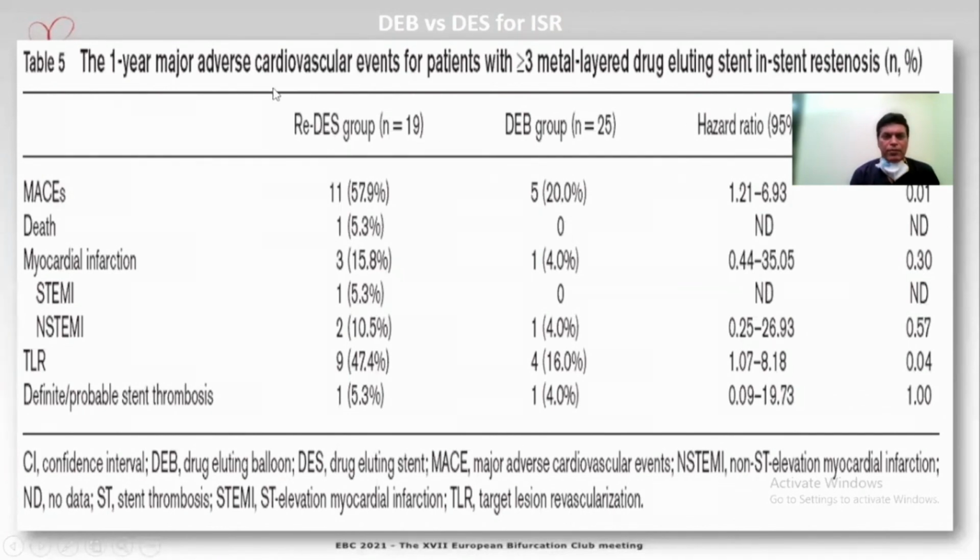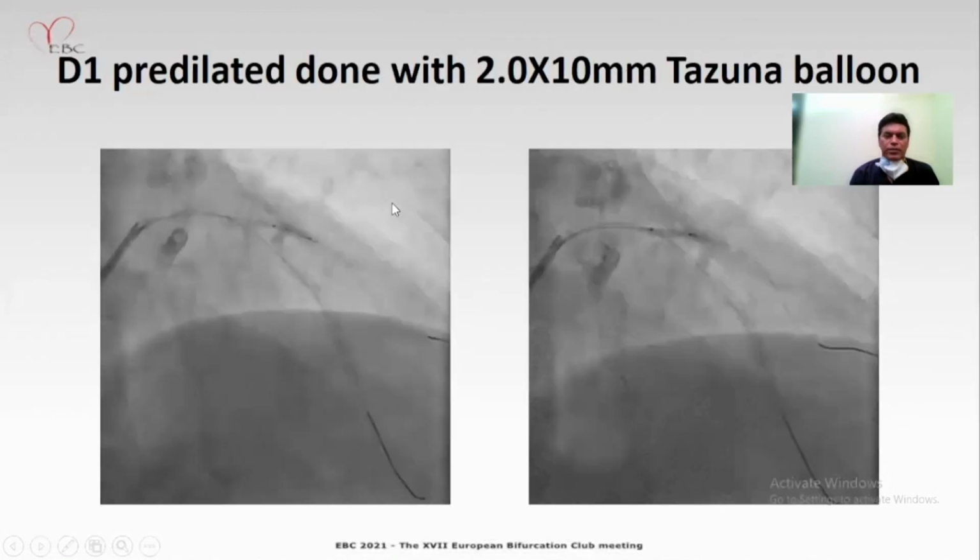Here they compared the one year MACE rate for patients who underwent more than three metal layer drug-eluting stents for ISR. In the DES group, you see the MACE rate was 57.9% versus 20% in the DCB group. That means results are far better with the DCB group.